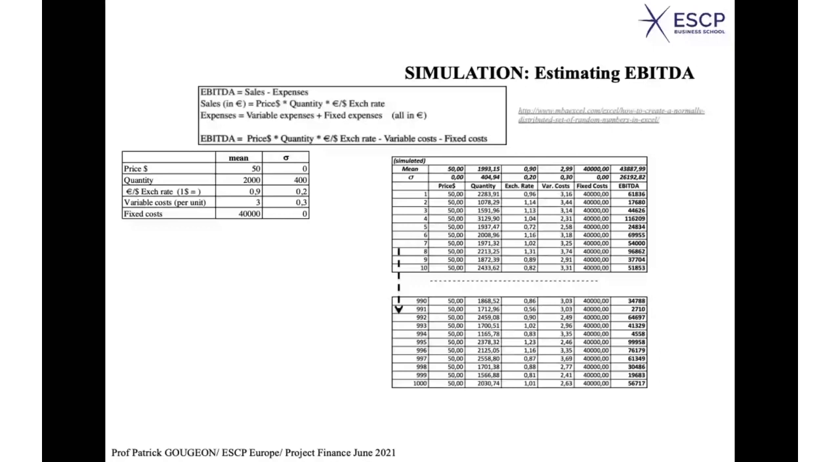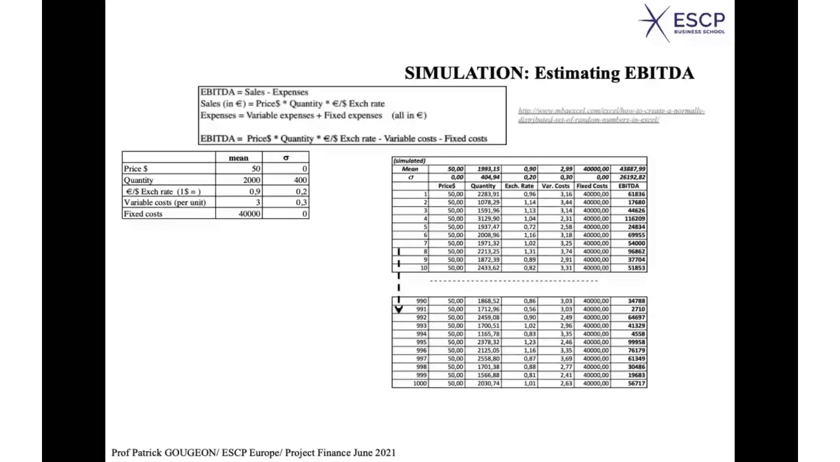Well, if you look at the price, it is always 50. That's normal. And you have a mean of 50 in the column here, because 50 is the price I have fixed, and therefore the standard deviation is 0. You will always have 50.